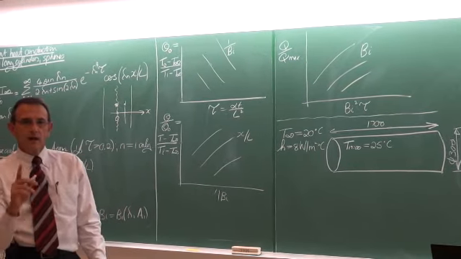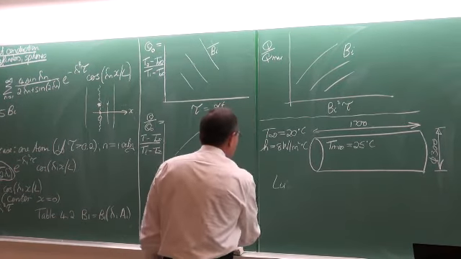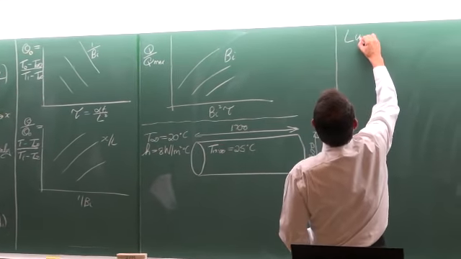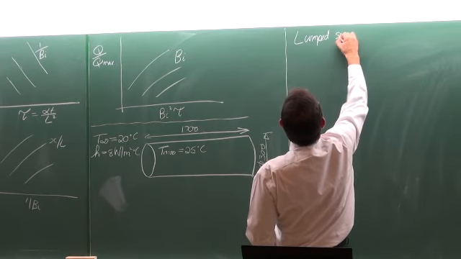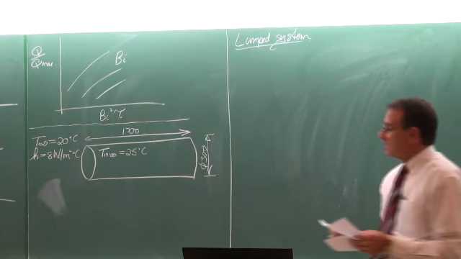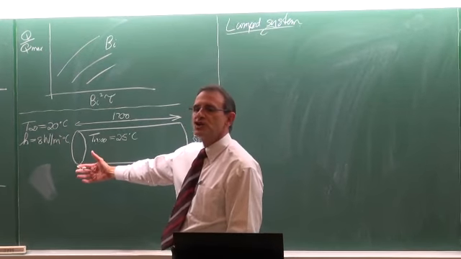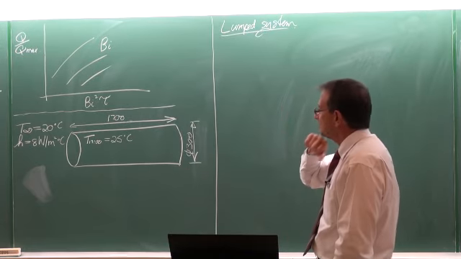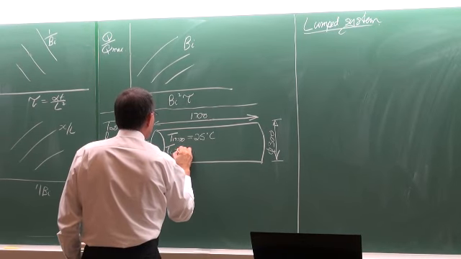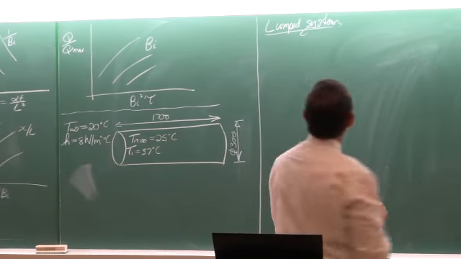Okay. Now, let's first solve the problem using the lumped system approach. So the question was, when did the person die? Okay, so that was the question. And to answer that, we also know that the initial temperature of the body must have been 37 degrees Celsius, before the person died.